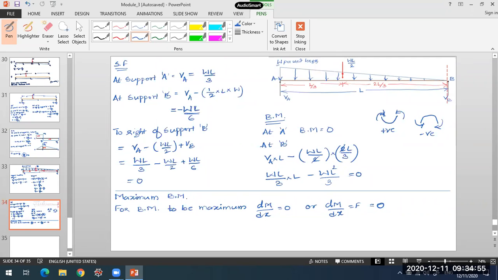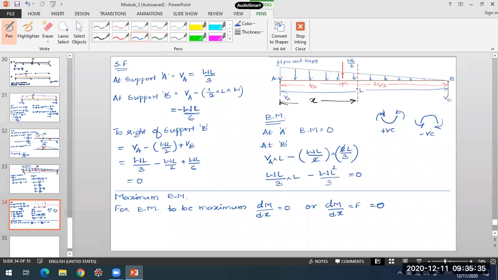Anybody with difficulty or doubt over here? So I'll go for taking this condition: shear force should be 0 for the bending moment to be maximum. So what is the point or distance where our shear force is coming out to be 0? Let us say we have the 0 shear force somewhere at a distance x from point A. I'll consider the section at a distance x from point A, and let us say at this point the shear force is becoming 0. We have to find that x value.